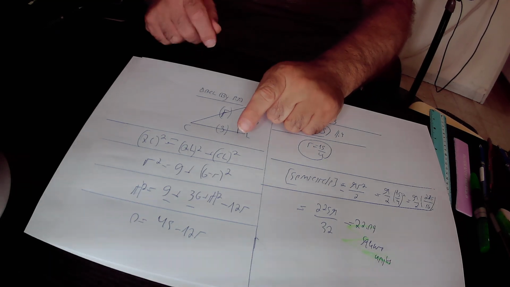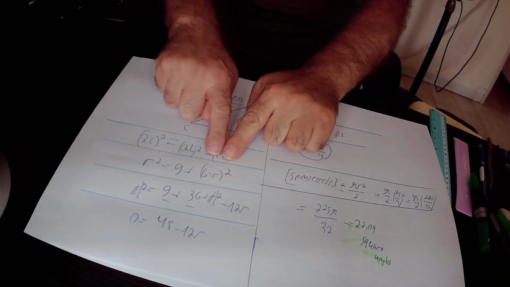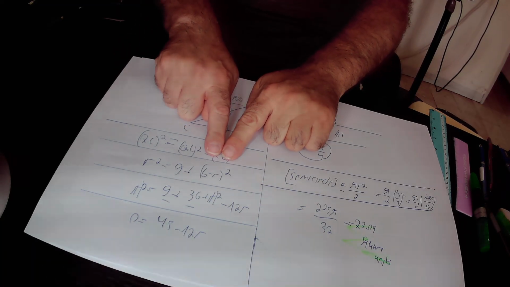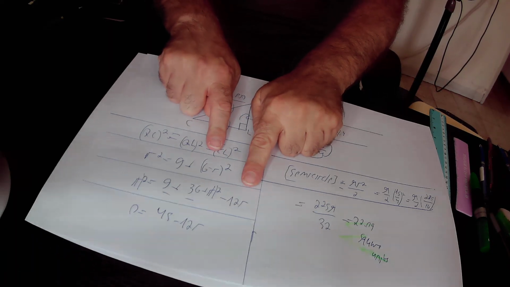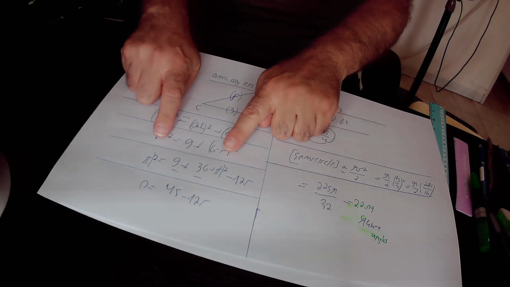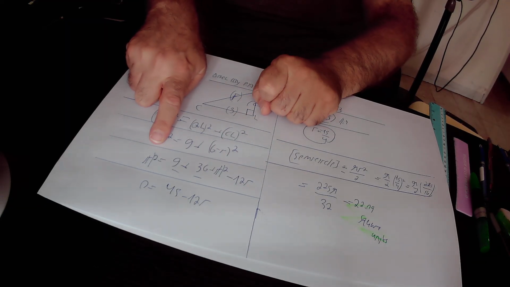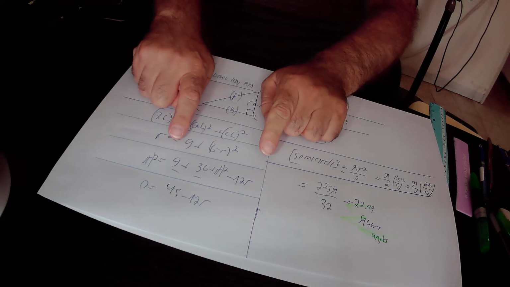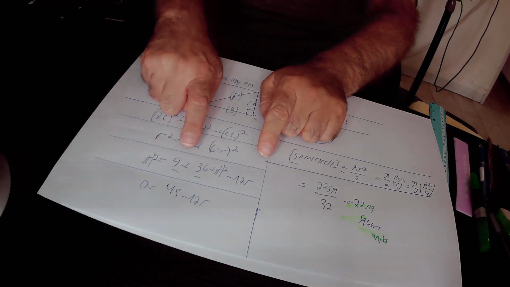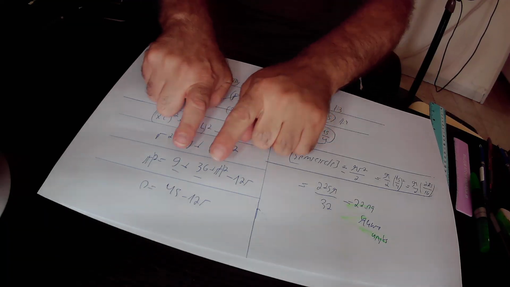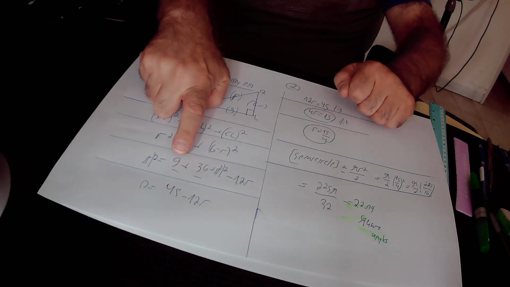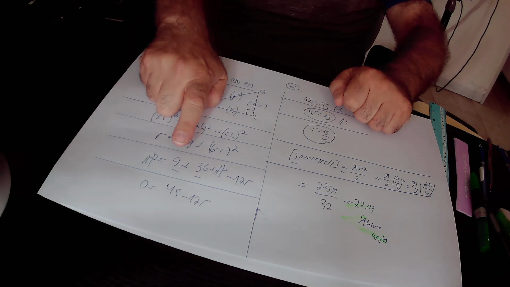We open the brackets of this expression. (6 minus r) squared equals 6 squared, that is 36, plus r squared, minus 2 times 6 times r, that is minus 12r. Here we have r squared on both sides of the equation, so r squared will be cancelled. On this side of the equation we are left with 0, while on the other side we have 9 plus 36, which is 45, minus 12r equals 0. Here we have 45 minus 12r equals 0.